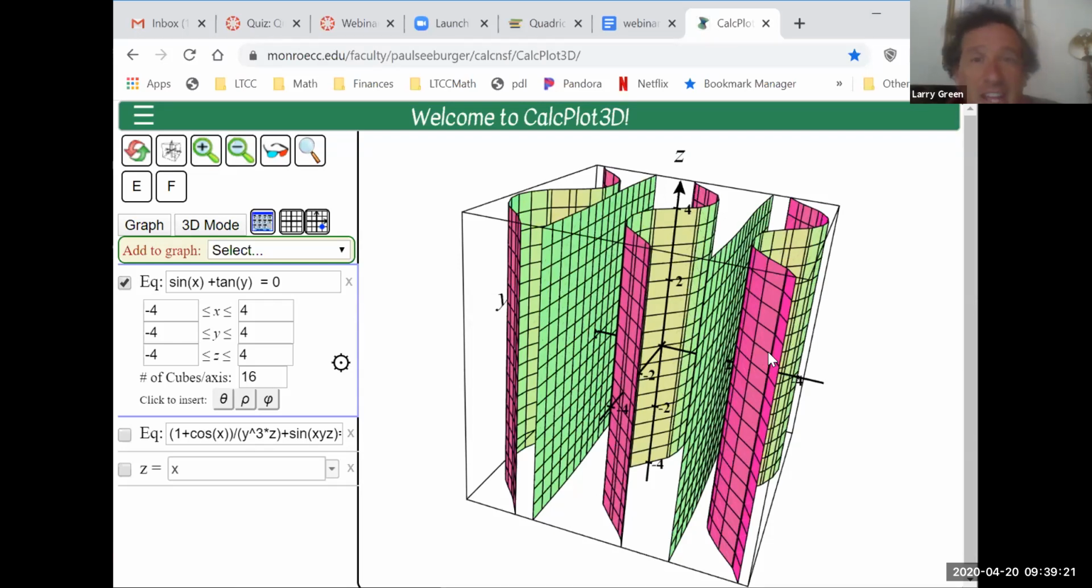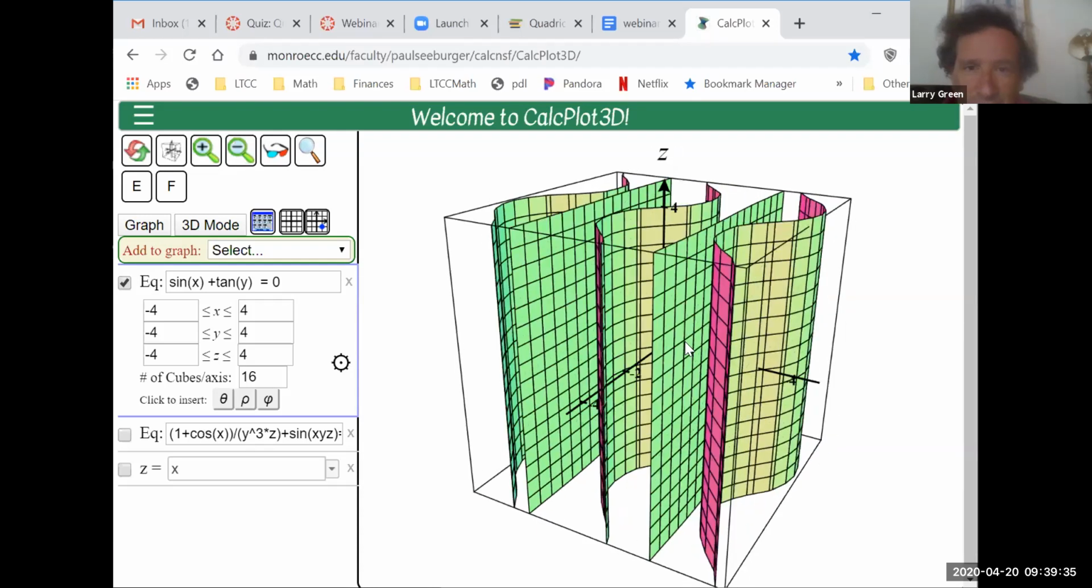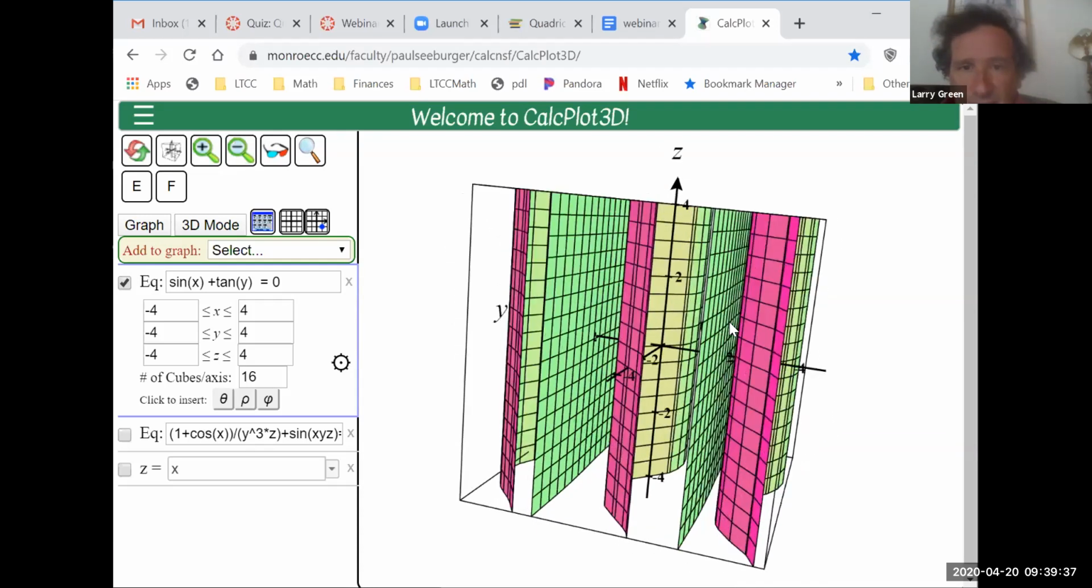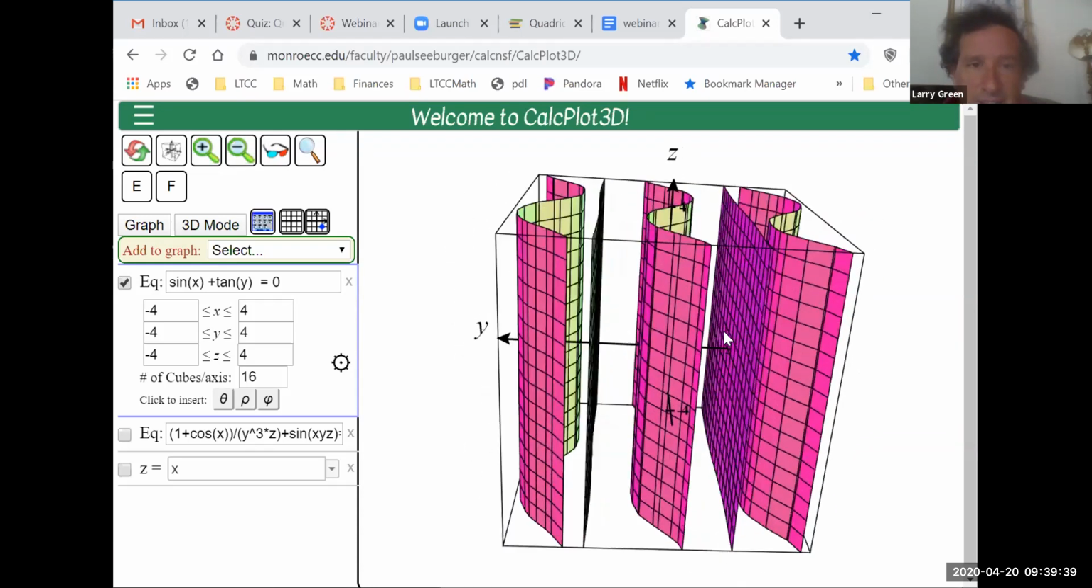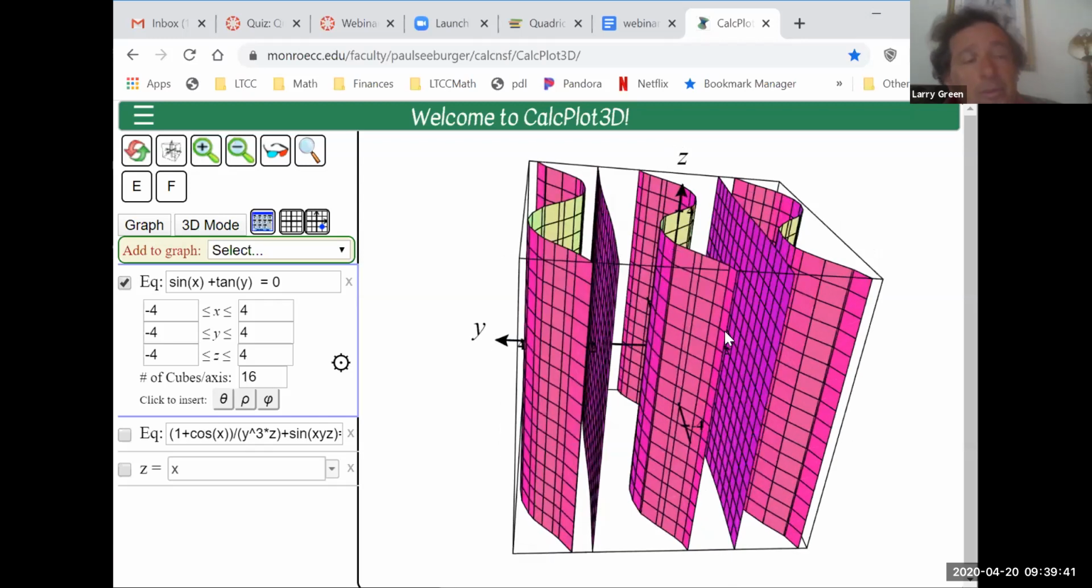So if you're using CalcPlot 3D, then we're talking about cylinders. If you're using Desmos, then we're talking about curves. If you did sine of x plus tangent of y equals 0, you just get a curve. You wouldn't get this kind of cool thing, right? Any questions on that? So there's context. If the context is 3 dimensions, but you only have 2 variables, then you have a cylinder. Any questions at all on this?